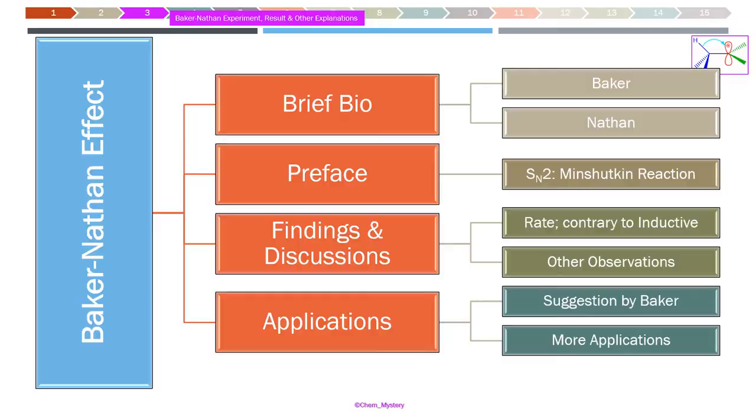So in this video, we are having a brief discussion about the biography of Baker and Nathan. The Menshutkin reaction is one related reaction, which relates to the origin of the Baker-Nathan effect. Also, we'll be talking about how he gave an explanation. The rates were contrary to what the beliefs of the time about the inductive effect and conjugation used to be. Some other observations these people also made, we'll talk about that. And then what suggestions Baker gave to explain those things, and these applications we are going to see in the subsequent slides. So this is about John William Baker.